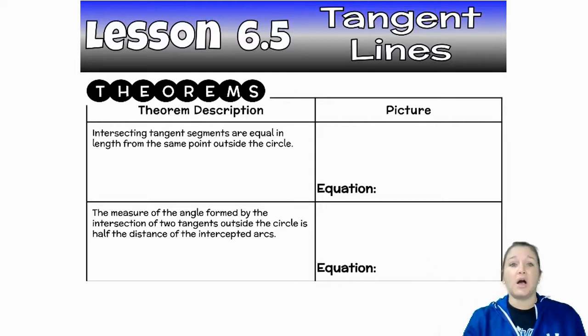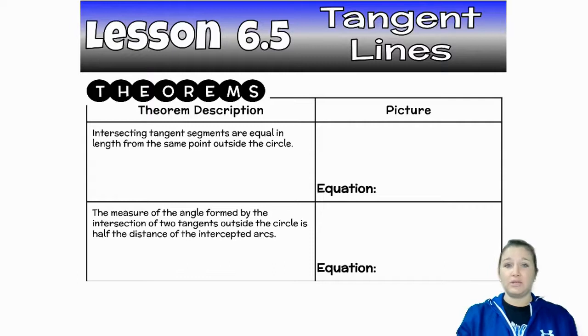A tangent line is also going to create a 90-degree angle with the radius. And there's a couple of theorems with tangents, so we're going to look at those. The first thing is that intersecting tangent segments, so two segments that are tangent to a circle, when they intersect, those two lengths outside the circle are going to be congruent or equal.